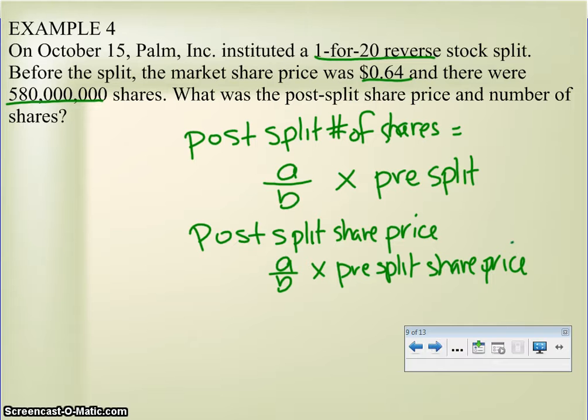Okay, so from there, we first have to identify what A and B are. So here we've got an A for B split. The first number that is listed is A, the second number that is listed is your B. So let's go ahead and do these calculations. So I know that it was a 1/20 split share. So I'm going to put that over here. I'm running out of room here. Times the 580 million shares.